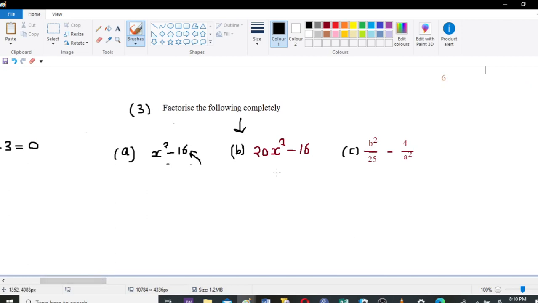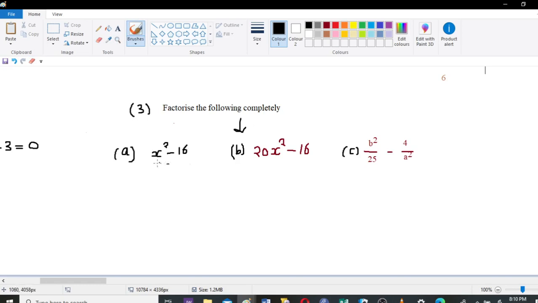Factorize completely. There's a reason why I want us to start with this one, because the ideas that we are going to use here, or if you can understand the knowledge which you need to answer these questions, it will be easy to solve that equation there. Okay, so let's start with this one here. Okay, so we need to factorize.